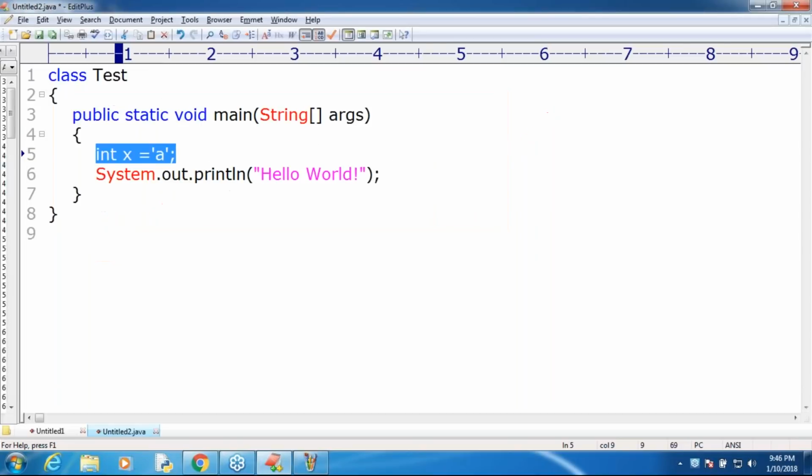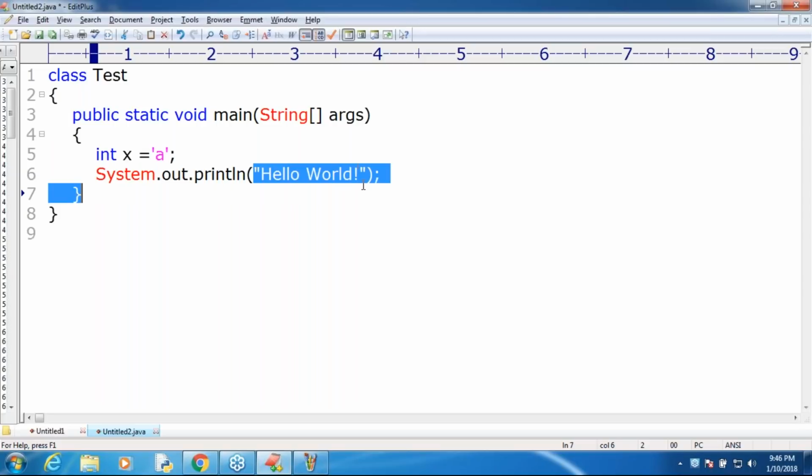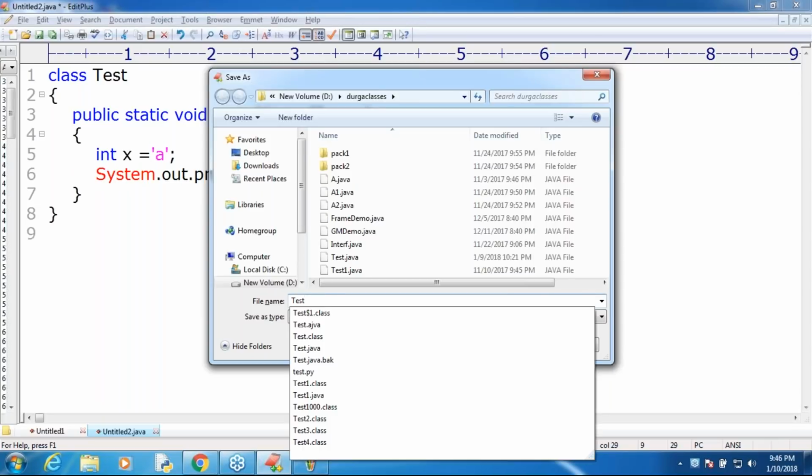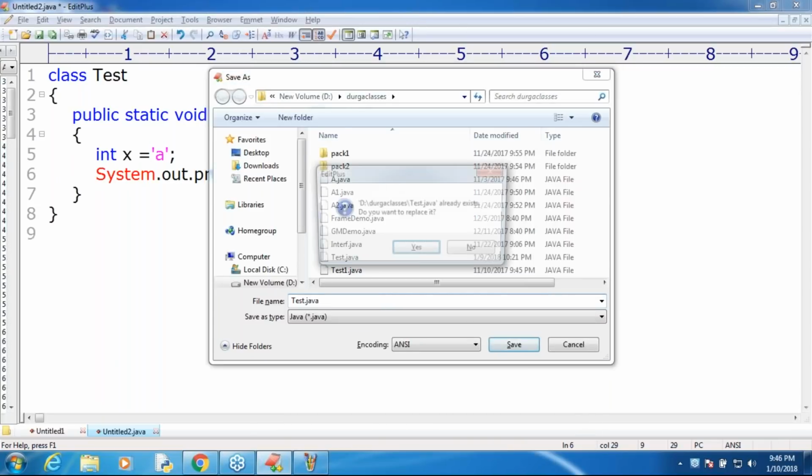I just covered the diagram. Char is 2 bytes, int is 4 bytes. Char to int is allowed, man. Make sure char value is 2 bytes and int is 4 bytes, allowed, because for every char a Unicode value is there. That Unicode value will be considered if you assign it to the int variable. What is the Unicode of small a? 97. Remember that. If I print x, System.out.println of x, in Test.java, like this I'm taking.